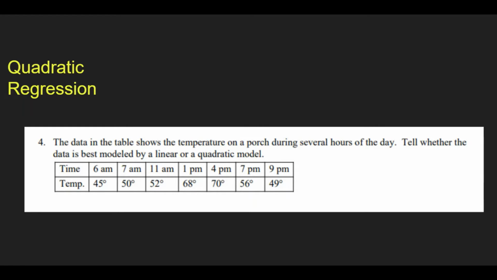So here you can see that the sun rises at 6 a.m. and the temperature on this porch is 45 degrees. By midday, it reaches 68 to 70 degrees. And then as the sun sets and goes into nightfall, the temperature goes back to 56 and 49 degrees. So this is a good model because it's not linear. It's going up, has a peak, and then comes back down like a quadratic function. So let's see what happens when we take this data and enter it into the Texas Instruments calculator as a good model for quadratic regression.